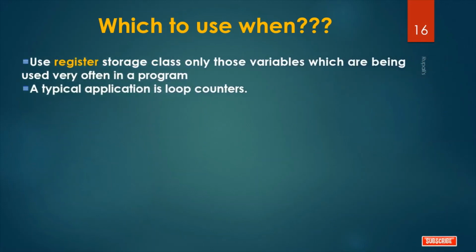Use the register storage class for only those variables which are being used very often in a program. The reason is there are very few CPU registers at our disposal and many of them might be busy doing something else. Make careful utilization of the scarce resources. A typical application of the register storage class is loop counters, which get used a number of times in a program.